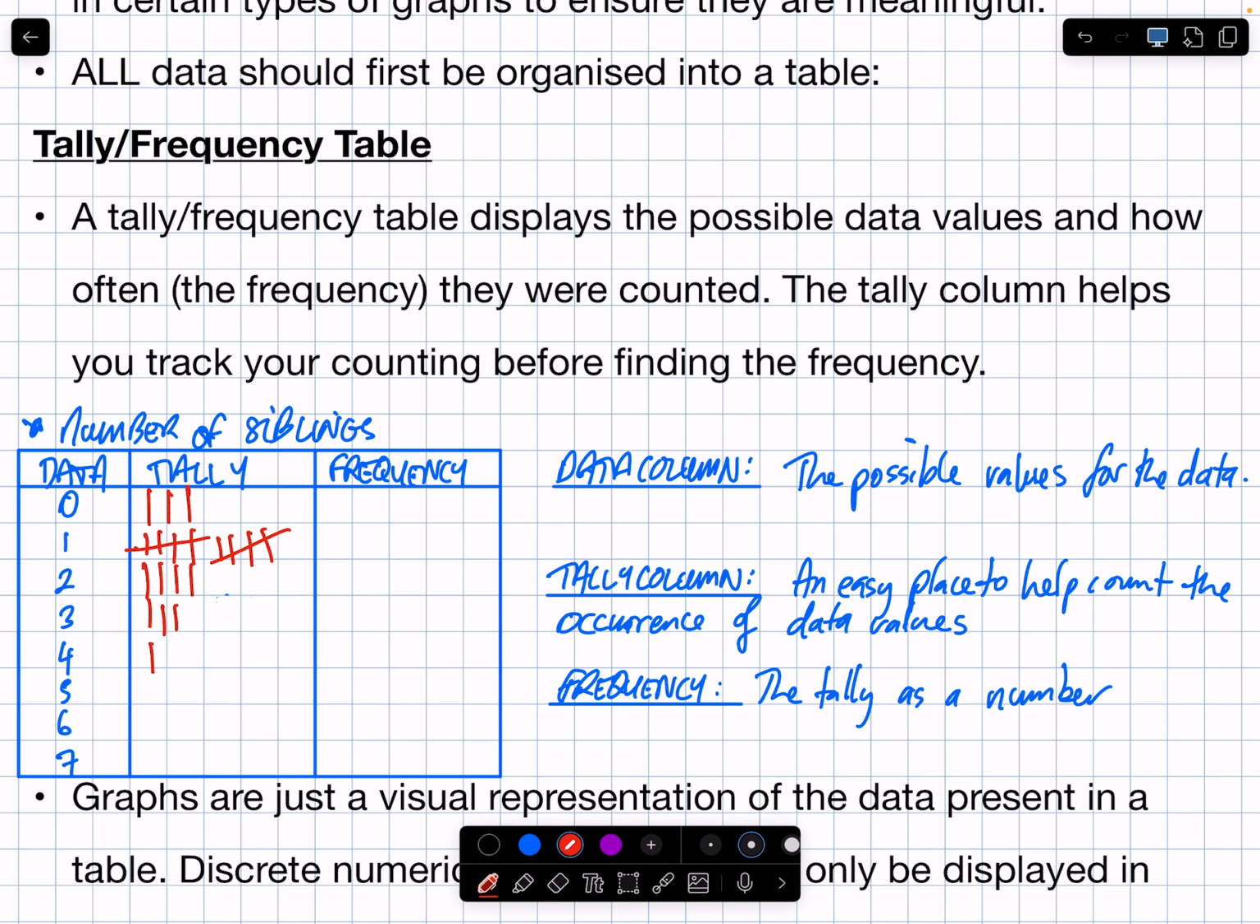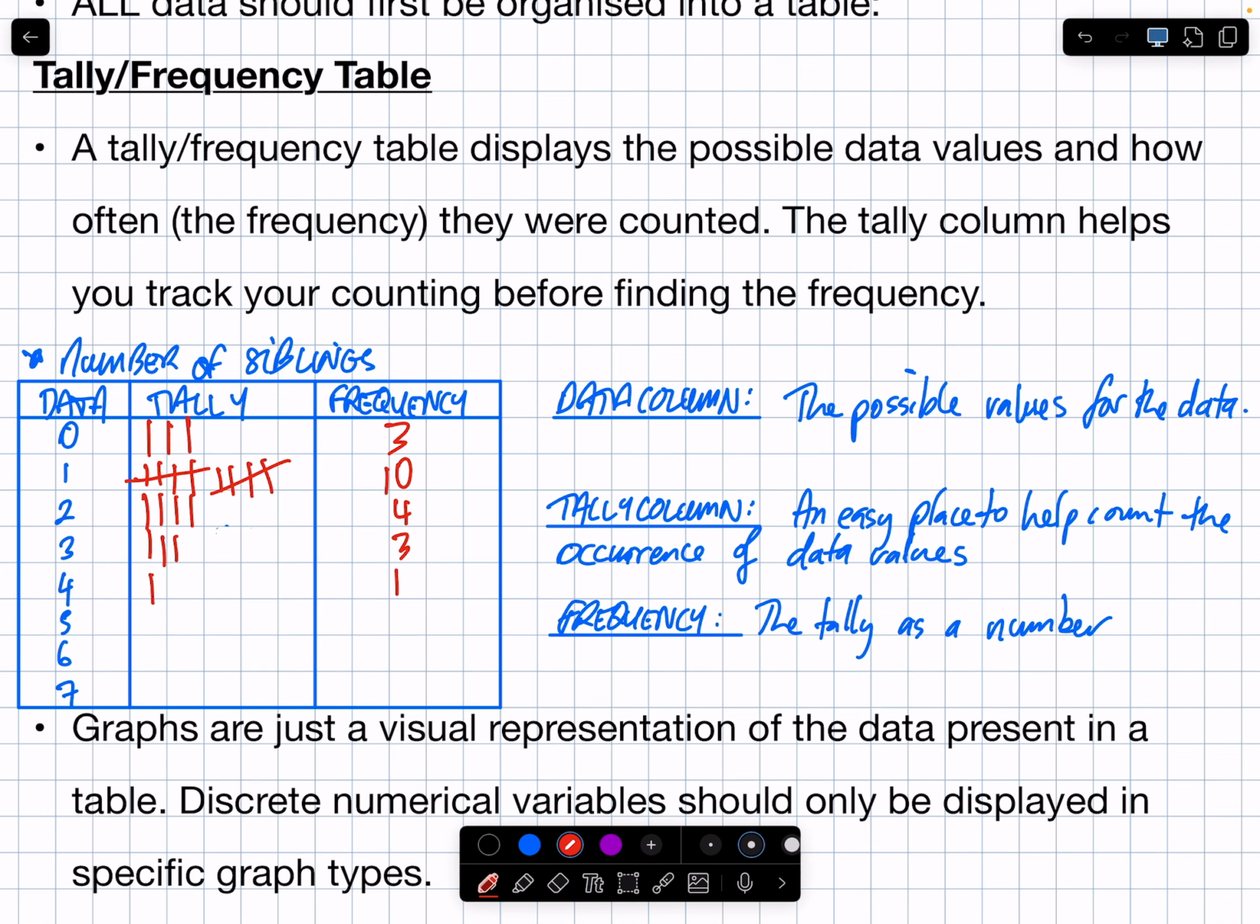What's the tally for 0? 3. Now I can put it in. 10, 4, 3, and 1. That is a tally frequency table. So I'm telling you that before you put anything into graphs, put it into a table first.